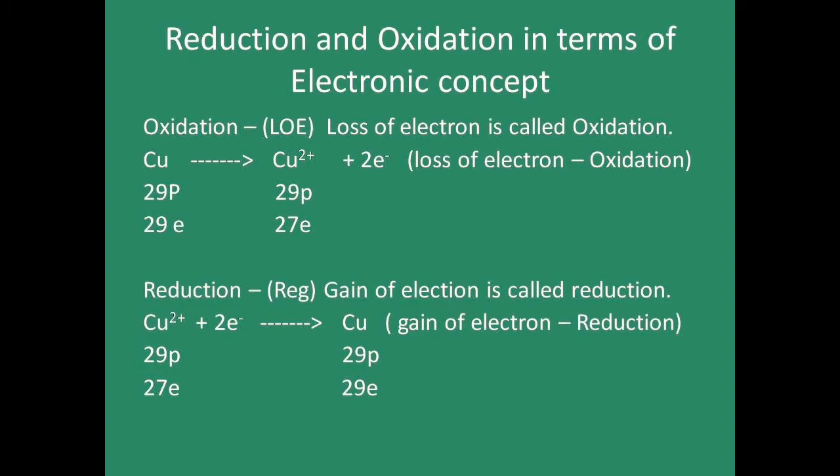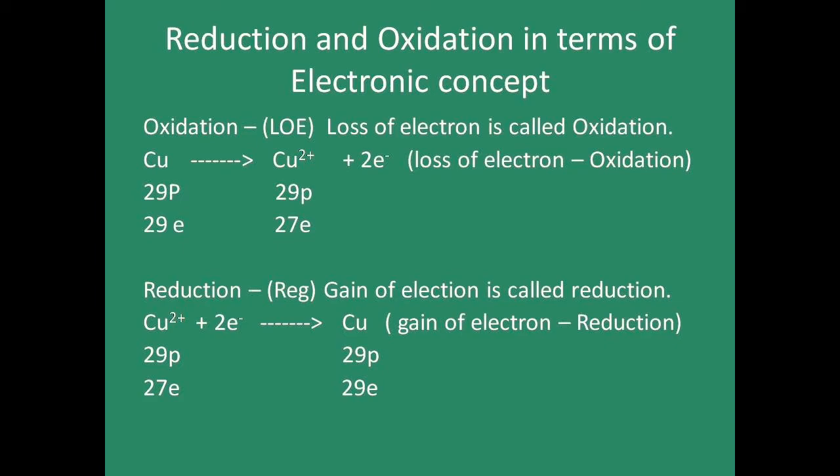Electronic concept. In this concept, what does oxidation mean? Loss of electron is called oxidation. To remember this oxidation, we have to remember the word LOE. L means loss, O means of, E means electron. So loss of electron is called oxidation.